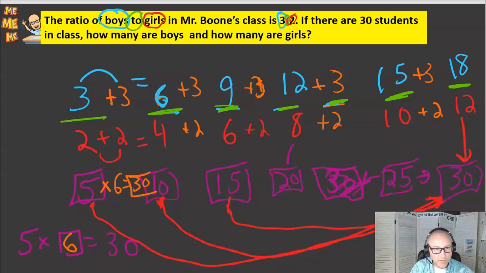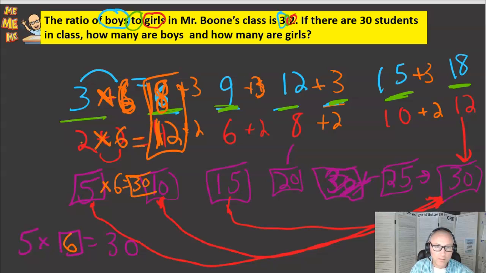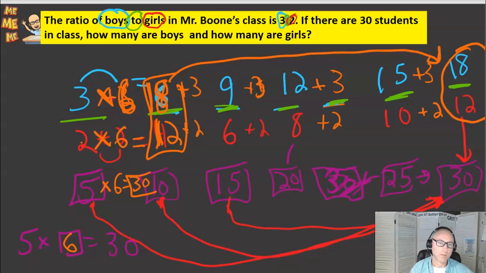If we multiply this by 6, let's multiply this by 6. What's 2 times 6? That gives us 12. And then what's 3 times 6? That gives us 18. That's a shortcut to 18 or 12. That's a beautiful thing when it works. I love when a plan comes together.